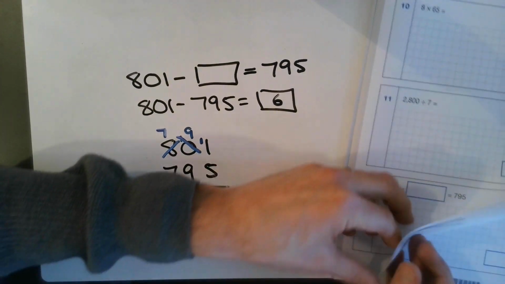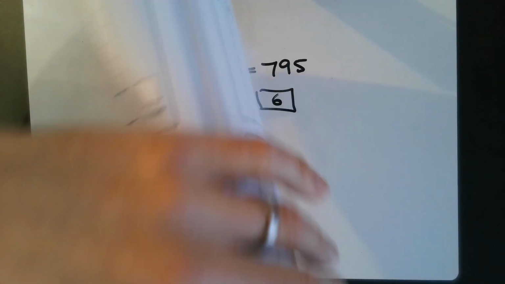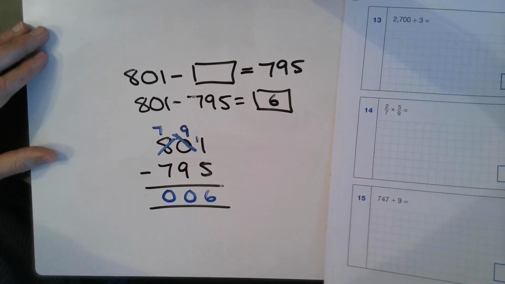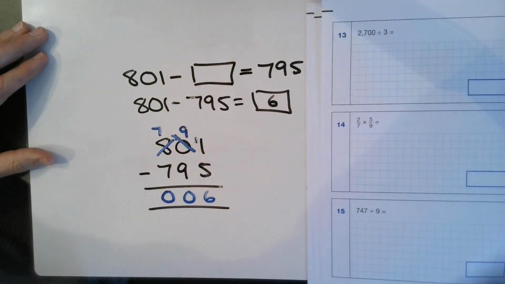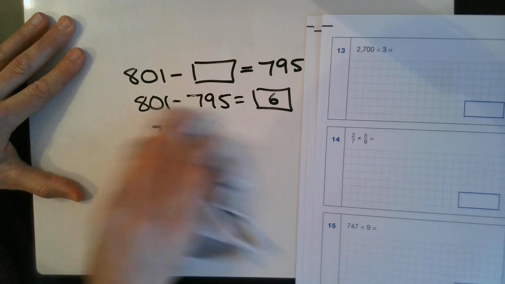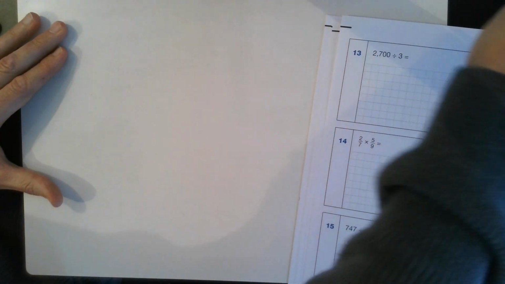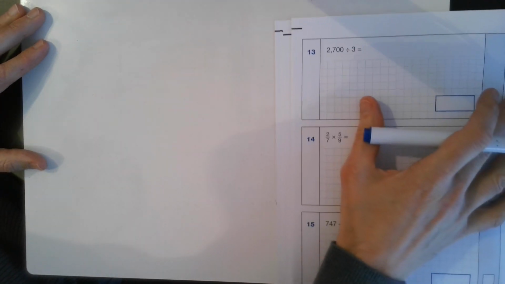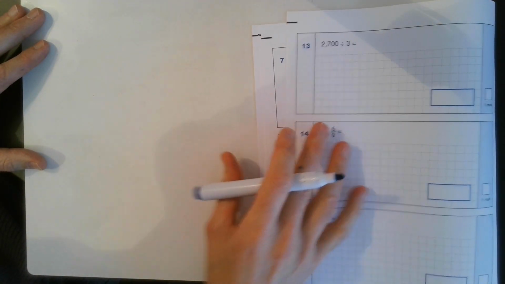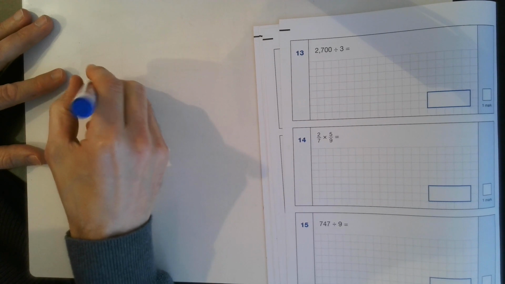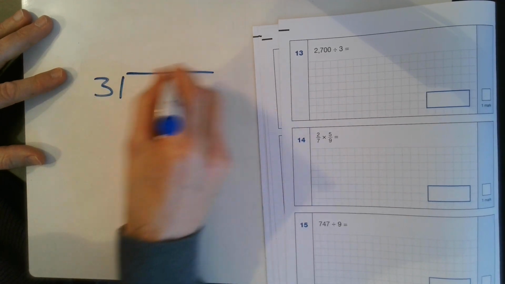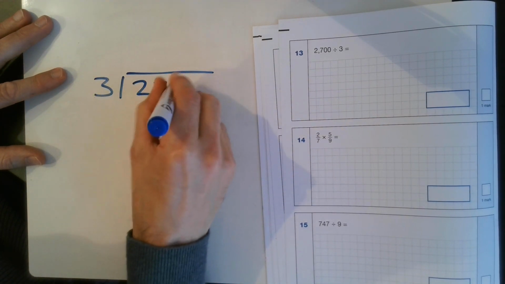Okay, question 13. So you can either calculate this mentally, or you can use the bus stop method for this. So how many 3s in 2,700?